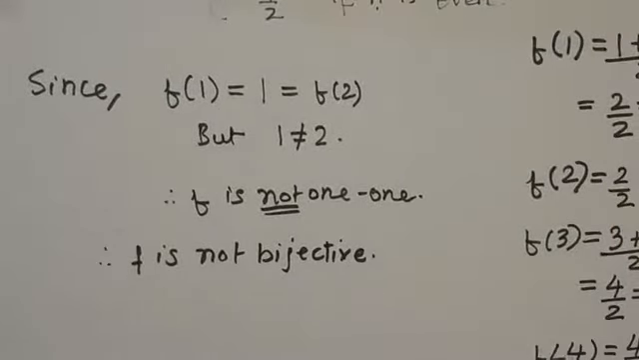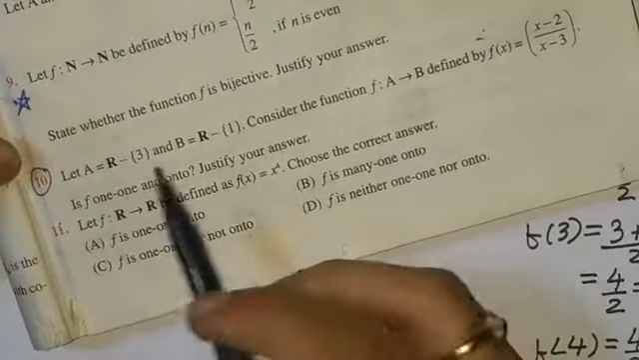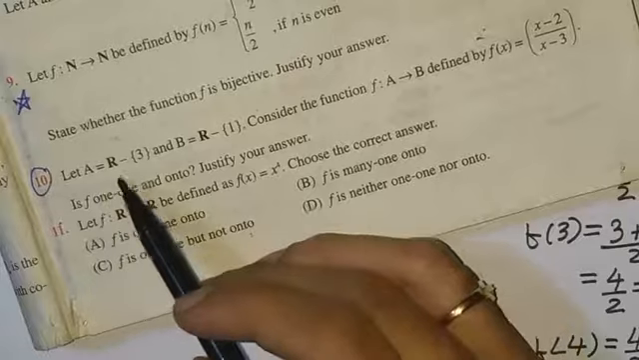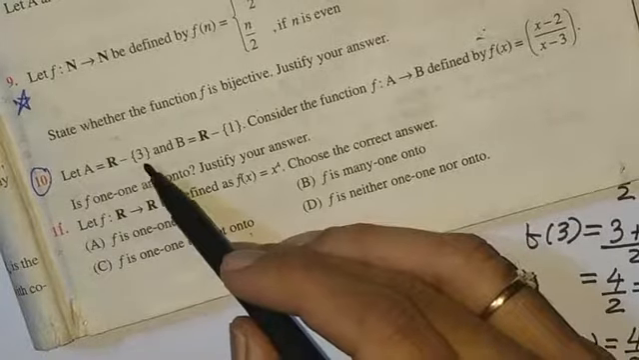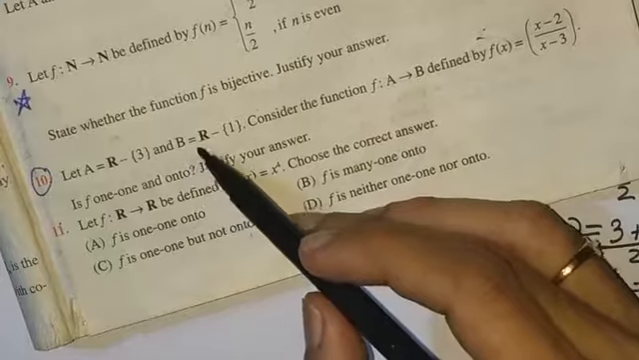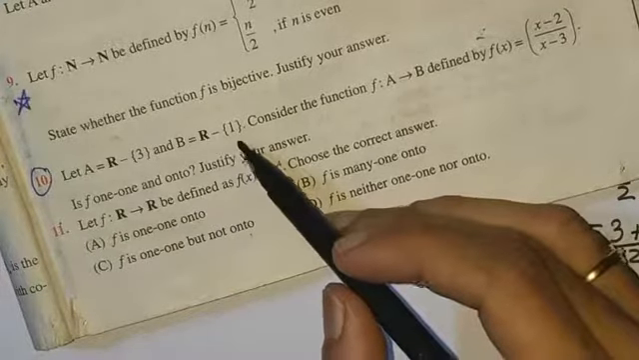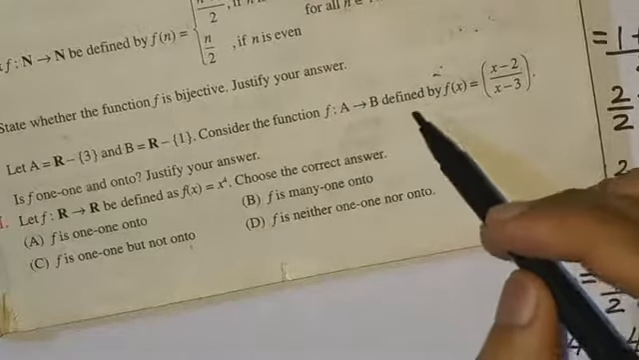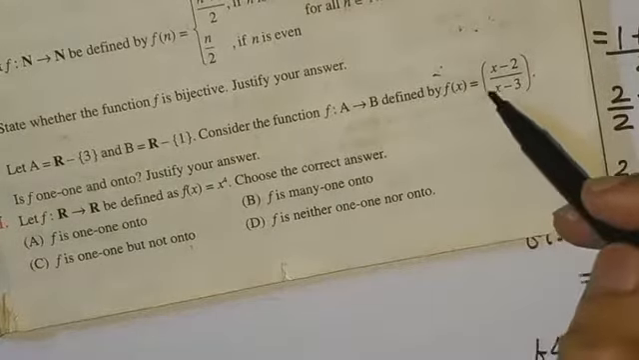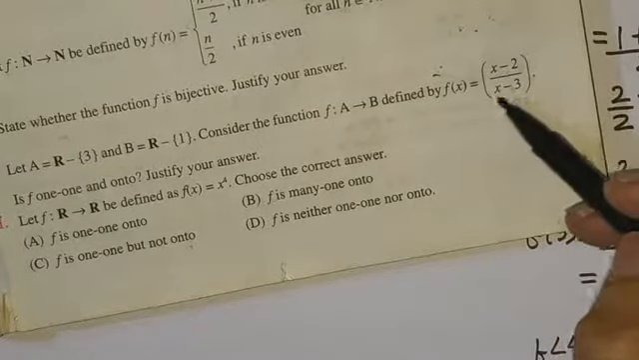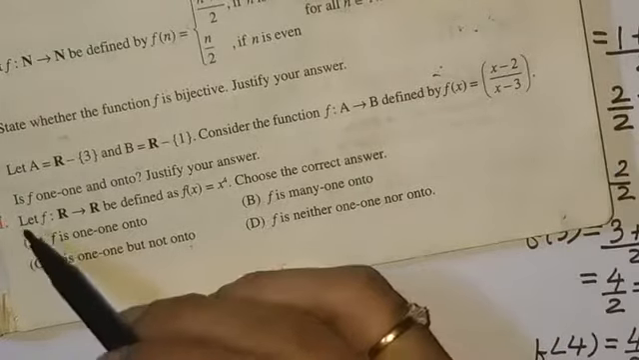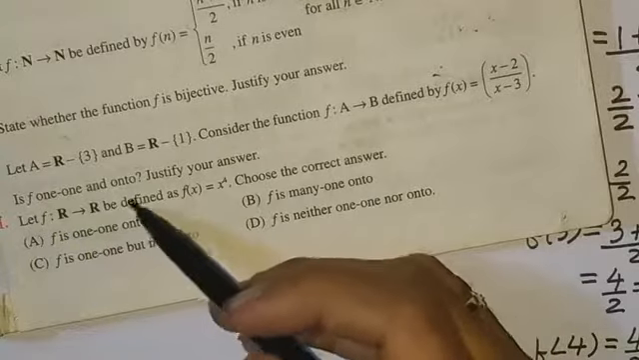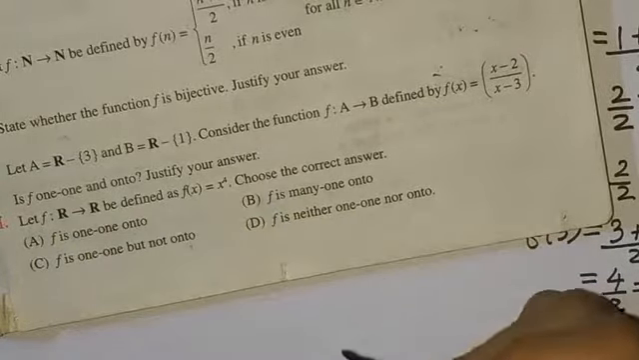Now let us go to the 10th problem. 10th problem is, let the set A be equal to the set R minus the singleton set {3} and the set B be equal to the set R minus singleton set {1}. Consider the function f from A to B defined by f(x) equal to (x minus 2) divided by (x minus 3). Is f 1-1 and onto? Justify your answer.